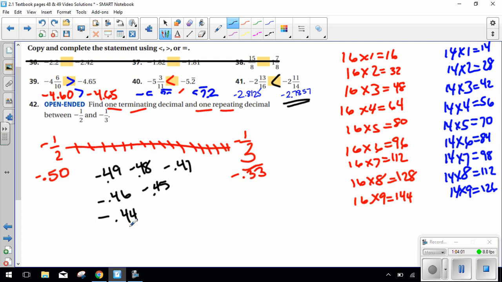Take any one of these terminating decimals. Let's go to one we haven't written yet. Say negative 35 hundredths. Just put a bar over it. Take any one of these numbers and put a bar over it. So students get kind of crafty and they'll write negative 42 hundredths, semicolon, negative 42 hundredths with a bar over it. And you know what? That's perfectly fine, because both of these numbers are between negative a half and negative a third. So you can literally take any of these terminating decimals and put a bar over it to make it repeating. It's that simple. Okay, let's move forward.